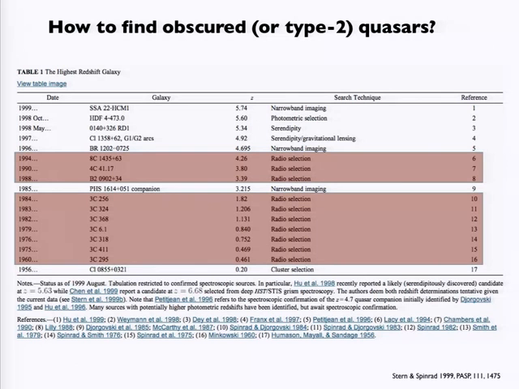And here's from 1999, the highest redshift galaxies as a function of time, starting with Minkowski 3C295 in 1960 at redshift of a half, and pushed above 1 and 3 with George and others. So it used to be that the highest redshift galaxies were all these type 2 or obscured radio loud quasars.